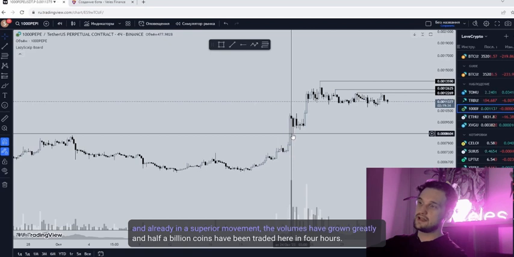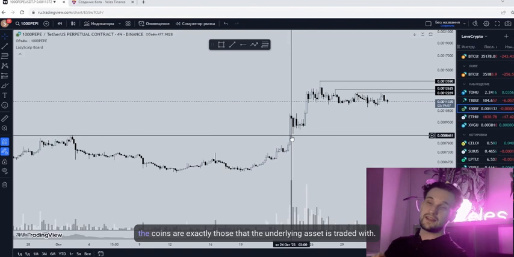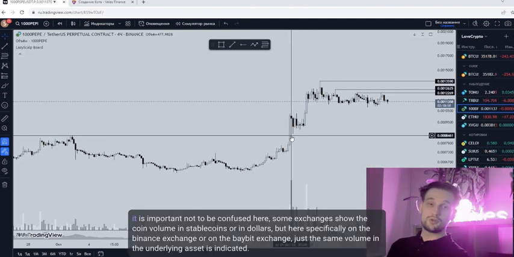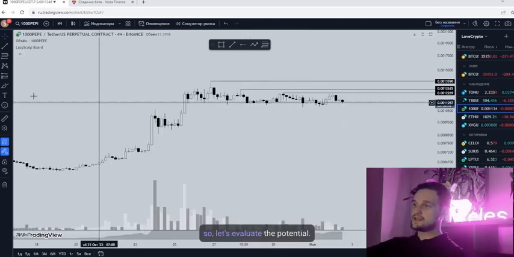The volumes have grown greatly, and 500 million coins have been traded here in 4 hours. The coins are exactly those that the underlying asset is traded with. It is important not to be confused here. Some exchanges show the coin volume in stablecoins or in dollars. But here specifically on the Binance exchange or on the Bybit exchange, just the same volume in the underlying asset is indicated. So, let's evaluate the potential.